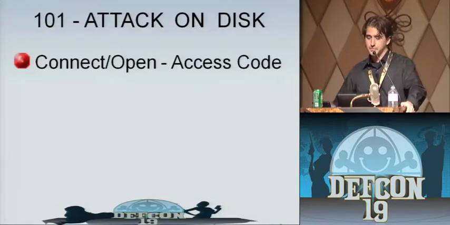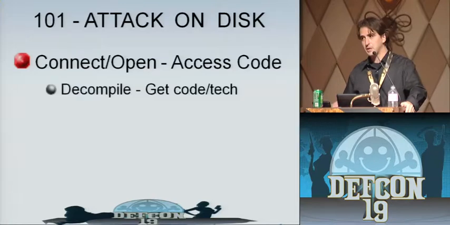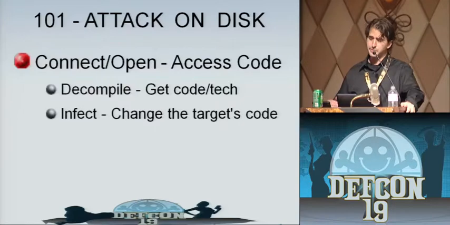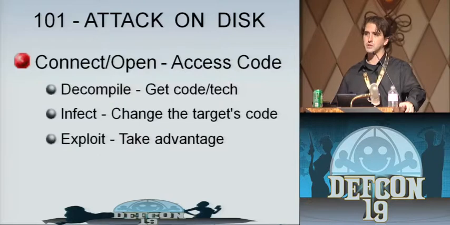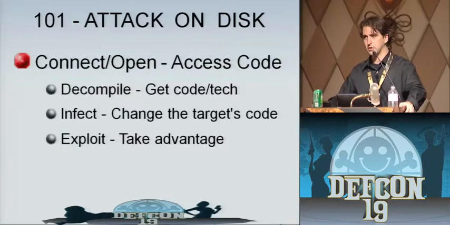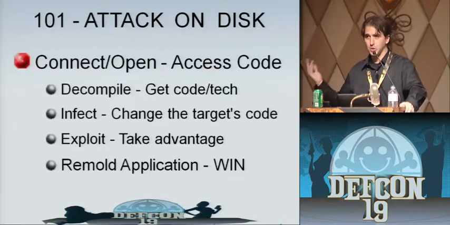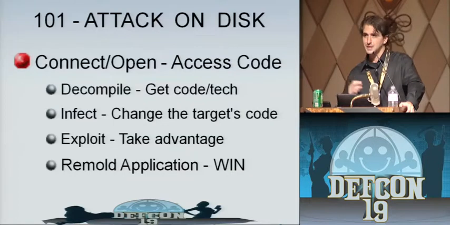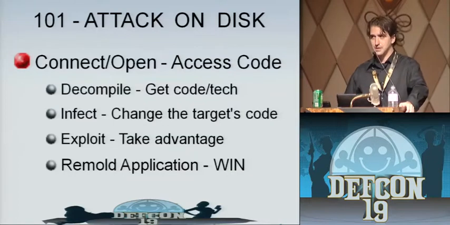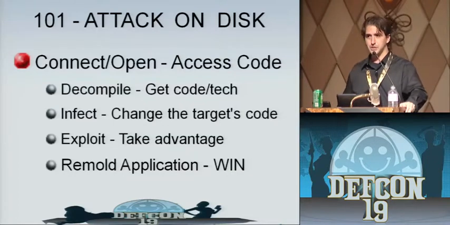So attacking on disk. You connect in and you access. You decompile it and get the code and base technology of your target. You infect it and change your target's code to accomplish whatever goal you might want. You exploit whatever logical vulnerabilities or technological vulnerabilities that might be there, and then remold your application and deploy. That is pretty much as simply as I stated it. That's about as simply as it's done, as you'll see later on.